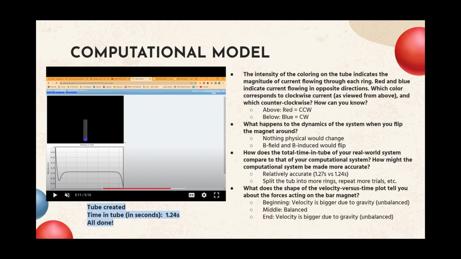What happens to the dynamics of the system when you flip the magnet? This is when the south end would be going in. So nothing physical would change. It would still be a slower fall than in free space. But the B field and the B induced would flip. They would just go opposite.